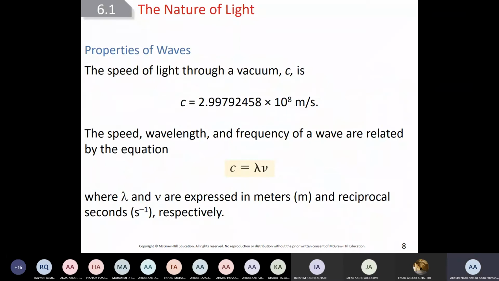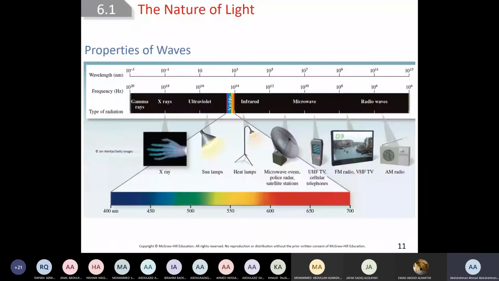First law, which is important, and everybody knows this law: c equals lambda nu. What is c? Speed of light, velocity of light. What's lambda? Wavelength. And what is nu? Frequency. That's the first law we took, and it is important.